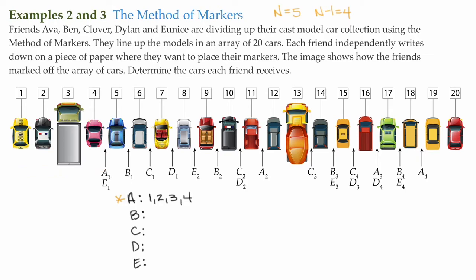We continue down the array until we come to the second marker. And right here we can see Eunice has the second marker. So she gets the cards between her first marker here and the second marker. So she's going to get 5, 6, 7, and 8.